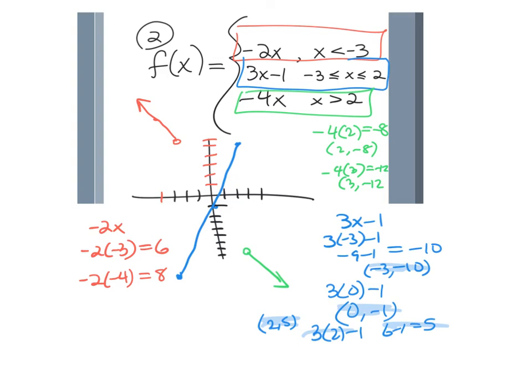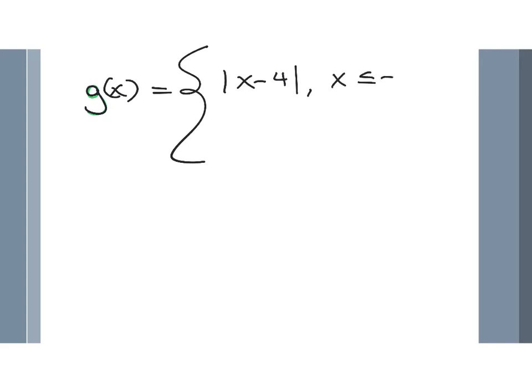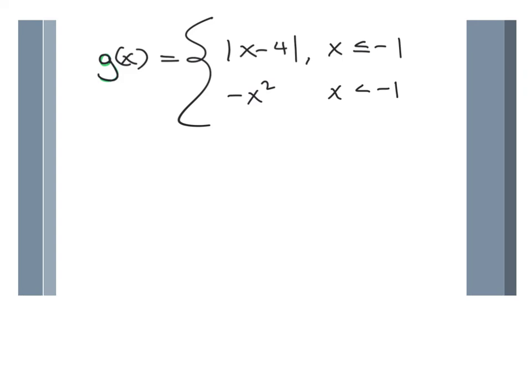Let's do one with an absolute value piecewise. Let's do another one. Okay, so this one I'll call g of x. Again, I could call it f of x again, but just realize that you can use any letter you want. I'm only going to do 2 this time. So I'm going to do absolute value though. Absolute value of x minus 4. And I'm going to use this one when x is less than or equal to negative 1. And then I'm going to use negative x squared when x is less than negative 1. So let's try this one. See what kind of ordered pairs we get.